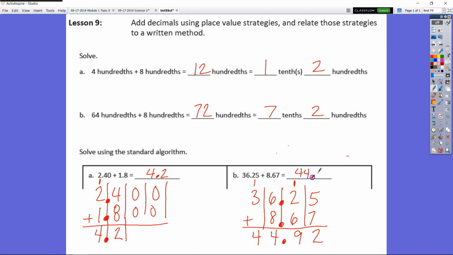Remember, most important things, make sure you are lining your decimals up. If you notice here, my decimals are all lined up. Same thing here, my decimals are all lined up, and you are adding like values.